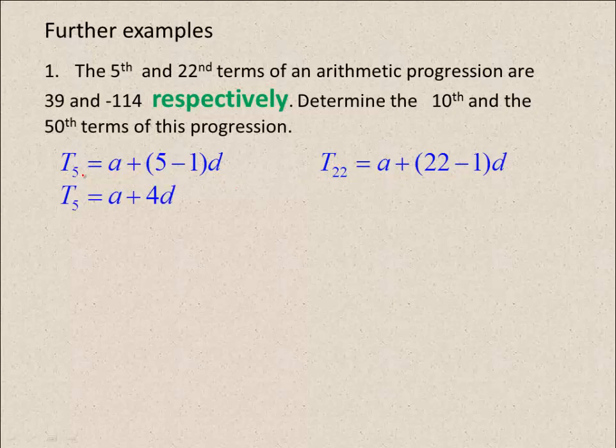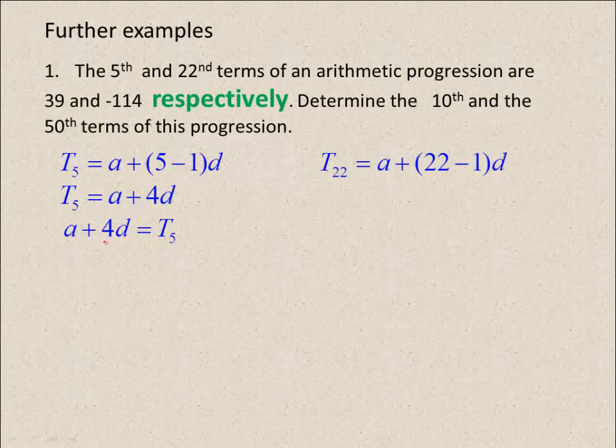And I know that the fifth term, if I simplify further, is equal to A plus 5 minus 1 is 4D. What about this side, guys? If I have to do this one before I go there. T22 is equal to A plus 21D. Perfect. Now watch what I have over here. I have A plus 4D, which is actually equal to T5. I simply swap them around.